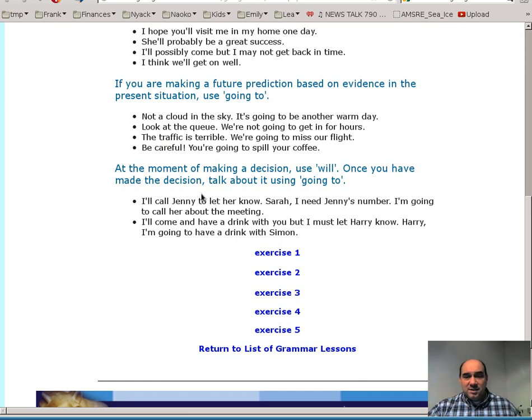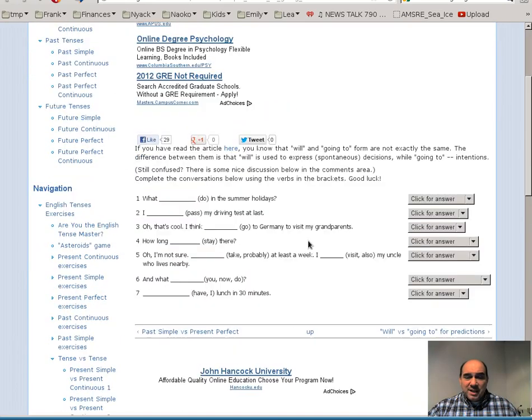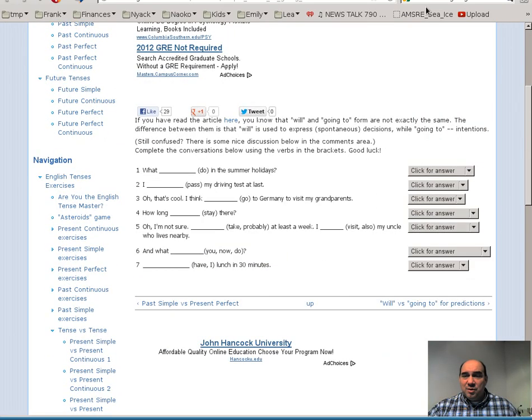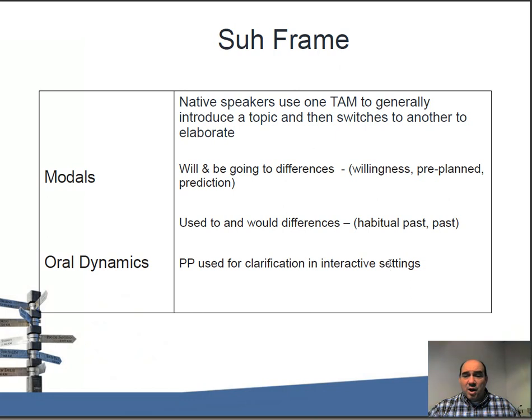Also, willingness, right? Someone knocks on the door and you say, I will get it, right? Someone needs a problem and you say, okay, I'll do that, okay? Willingness to do something. So there are other places out there and other examples that you can look and see to try to find this. Again, you're probably going to break down eventually to those three things, which are willingness, pre-planned, and prediction. And be going to is generally the one that's used for pre-planned, okay?